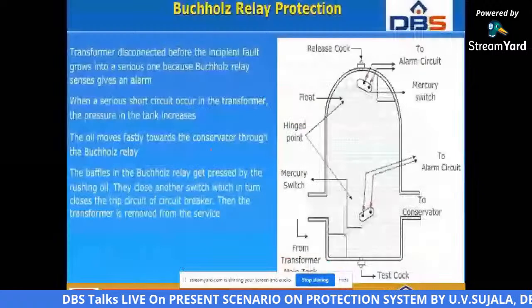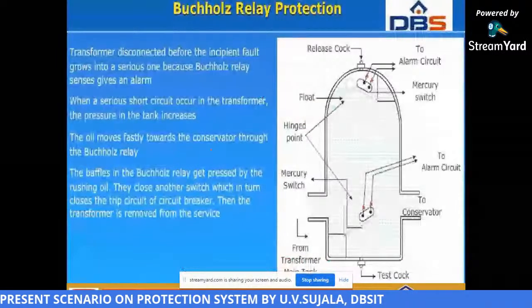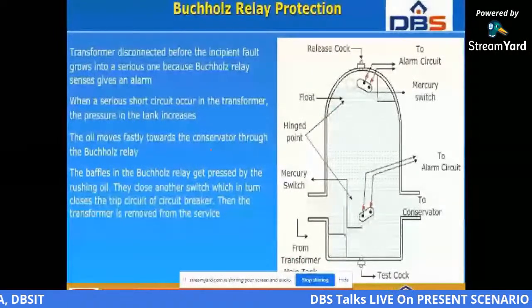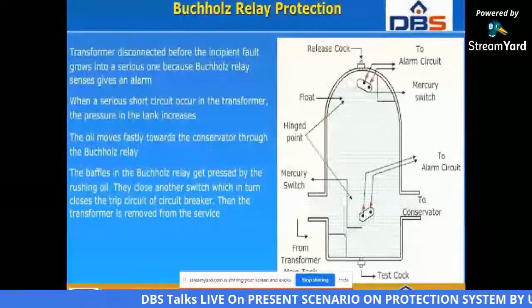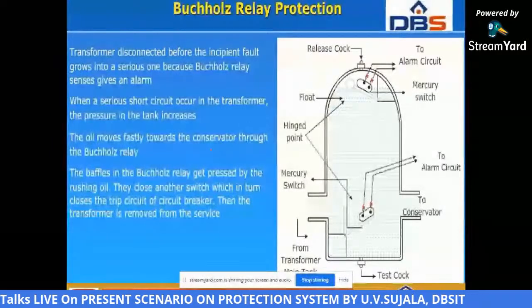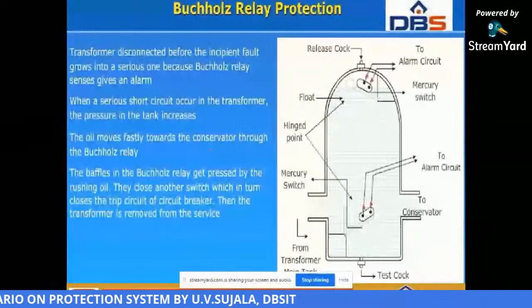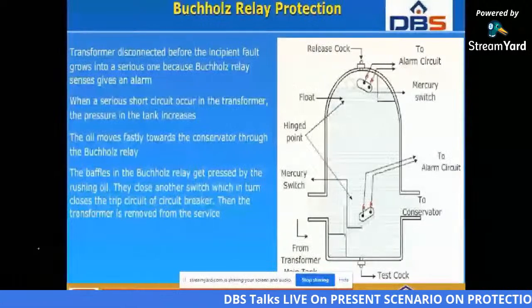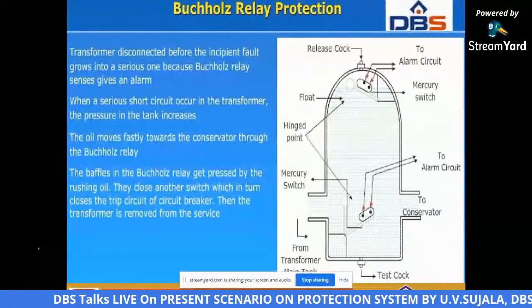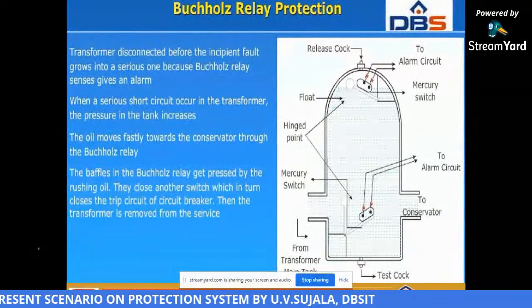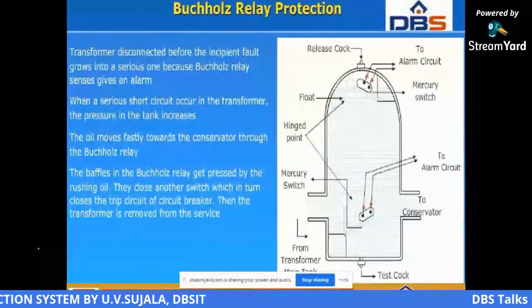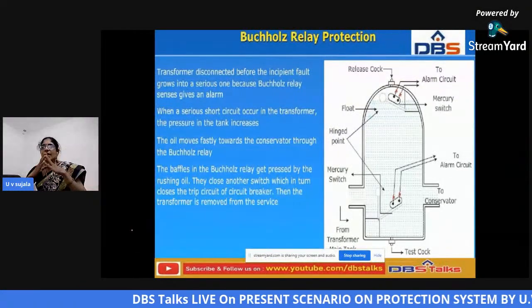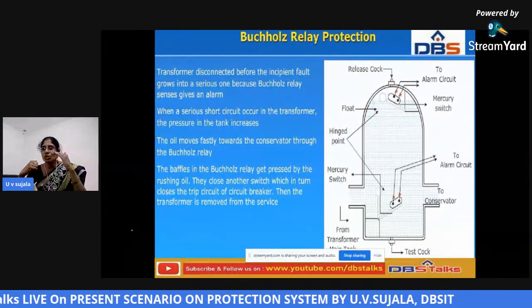So the main relay which we have to see is in the transformer. Already all must know that there must be a Buchholz relay. The Buchholz relay's purpose is that it sits in between the transformer oil tank and the conservator tank. In the Buchholz relay there are sensors, mercury contacts. There are two of them, one in the upper portion and the other in the lower portion.